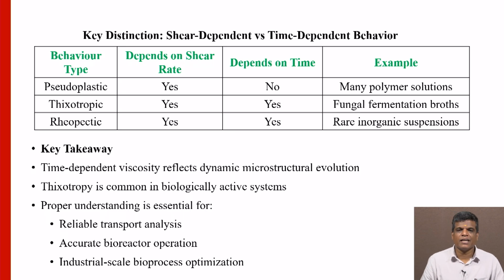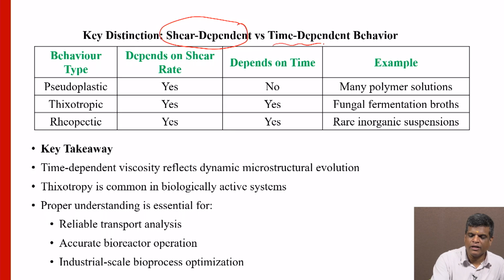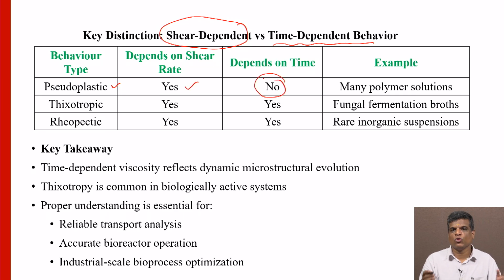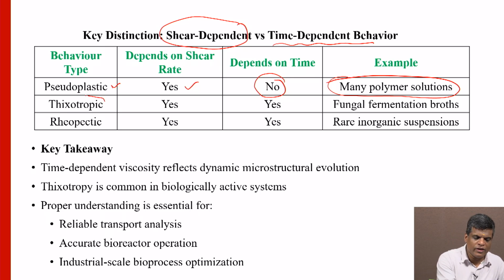So what is the key difference between shear dependent and time dependent behavior? We discussed the pseudoplastic previously, where it depends on shear rate but not on time, and we discussed some examples. Many polymer solutions come under the category of pseudoplastics. But thixotropic fluids depend on shear rate, yes, and time is also counted. That is called thixotropic. The best example is fungal fermentation broths.